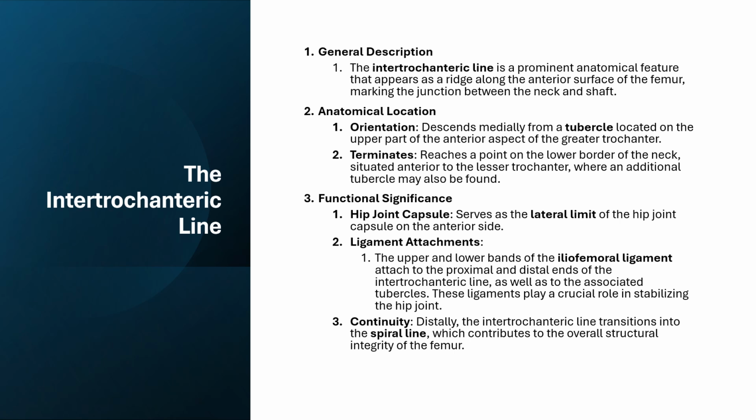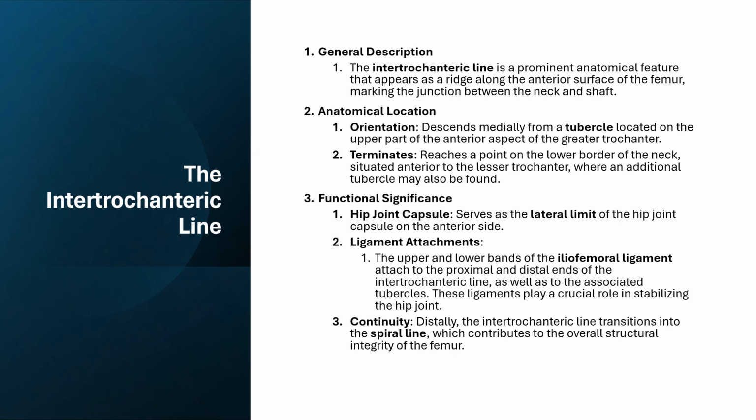The intertrochanteric line is a prominent anatomical feature that appears as a ridge along the anterior surface of the femur, marking the junction between the neck and shaft. Its anatomical location and orientation: it descends medially from a tubercle located on the upper part of the anterior aspect of the greater trochanter, and terminates at a point on the lower border of the neck, anterior to the lesser trochanter, where an additional tubercle may also be found.